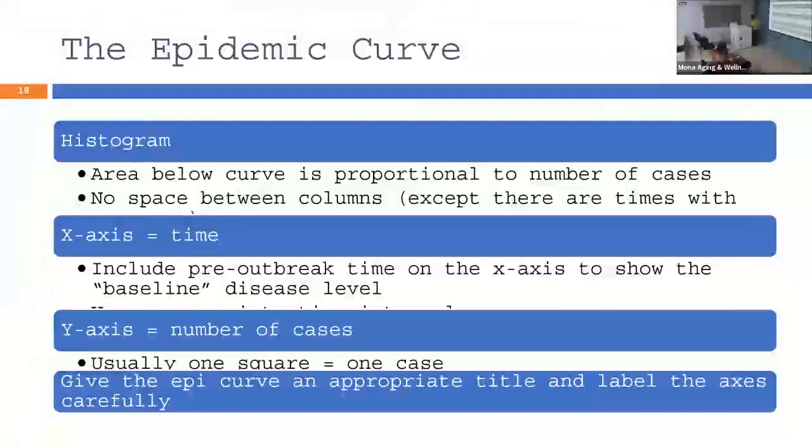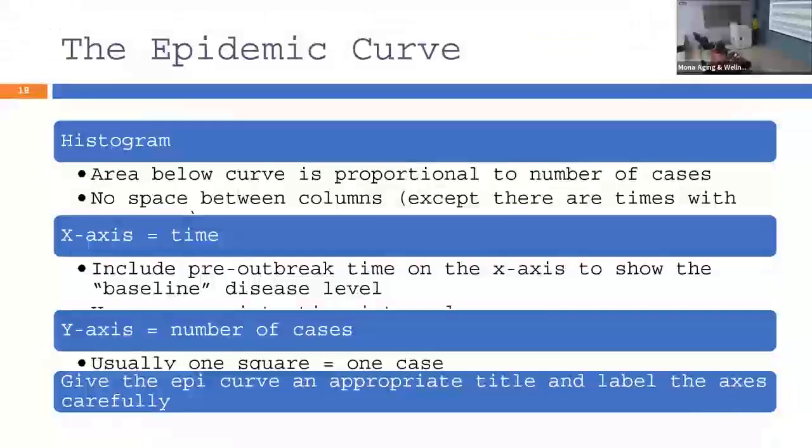That's the other point that's hidden on the x-axis equals time. For the y-axis, usually one square represents one case, but that's really if you're going to be plotting it by hand, which we don't usually do. But whoever's teaching you biostats, they have you do the calculation, use your head to do it, and then tell you you're not going to do this in real life. All right.